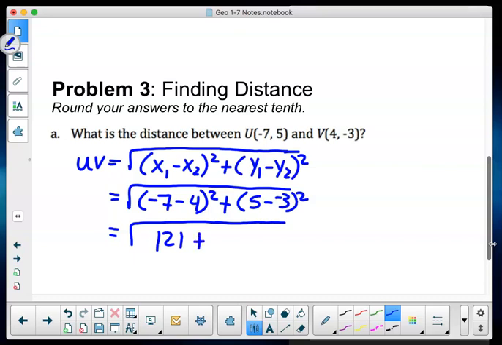And then I've got 5 minus a negative 3, which is 8, which is squared 64. And so I'm sitting here at 185. So I got the square root of 185.